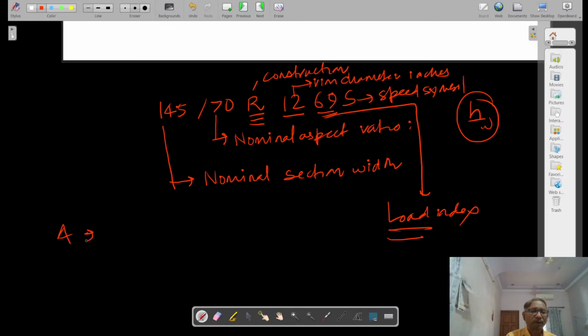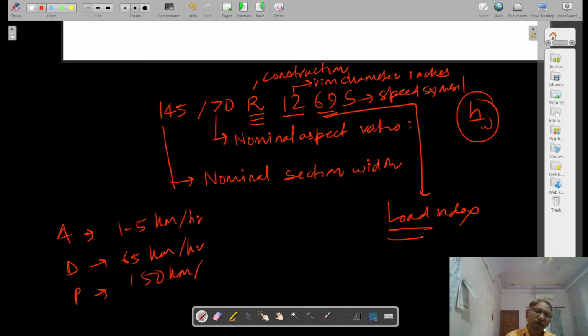For example, if A is written there, it has a speed of 1 to 5 kilometer per hour. The tire should be run at 1 to 5 kilometer per hour. If it is D, it is 65 kilometer per hour. If it is P, 150 kilometer per hour. If it is S, as shown over here, that means it can run up to 180 kilometer per hour.